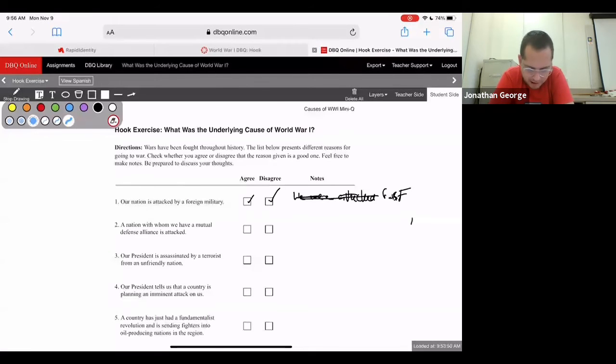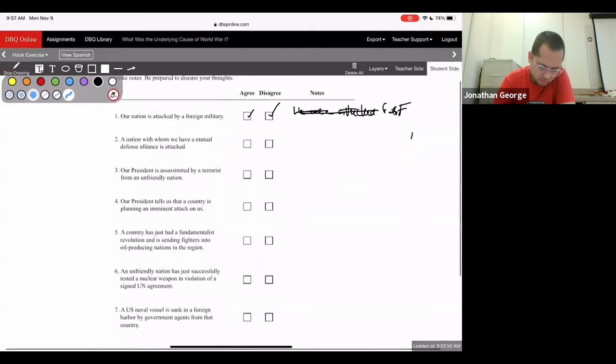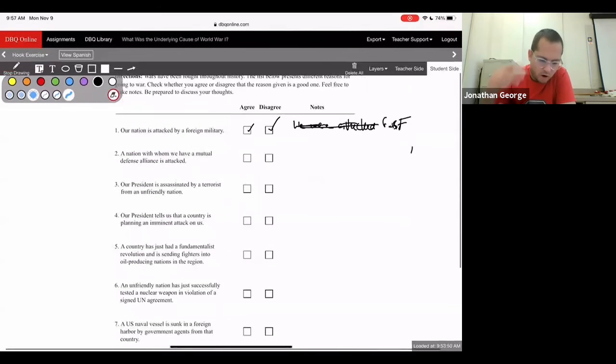Number three, president assassinated by a terrorist from an unfriendly nation. Check off and then explain in the notes, please. Four, our president tells us that a country is planning an imminent attack on us. This is a good one.